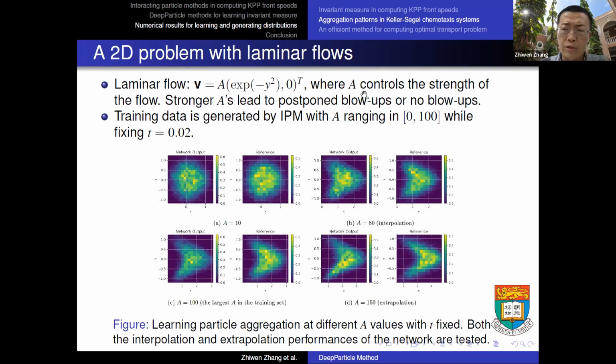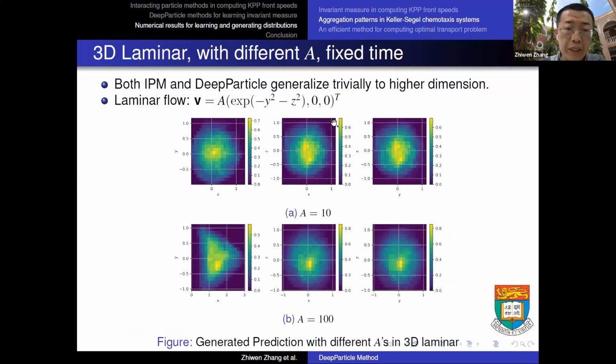There is some numerical result in the literature, not a theory but an experiment, showing that by adding this external velocity field, they can postpone blow up or there's no blow up. You can see this. If the magnitude of velocity is very strong, it will blow away all the bacteria, so there's no blow up. And we can also compute a 3D example.